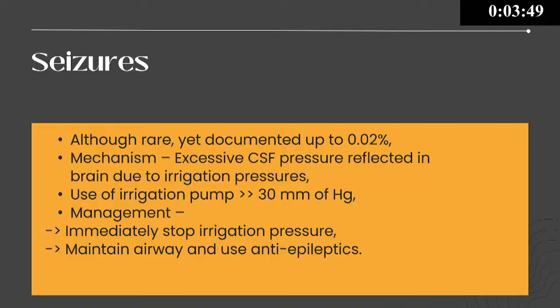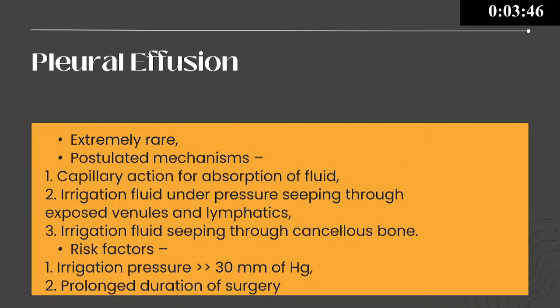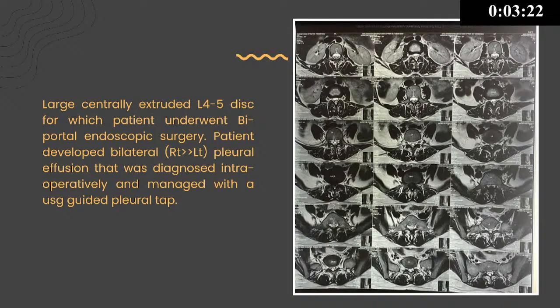Datta sir was also repeatedly telling every one of us during the workshop, do not drill the isthmus, do not drill the pars, because if you drill away the pars, you're going to create stress fractures and cause a lot of problems. Now, mechanism for seizure, we've spoken about. Pleural effusion, extremely rare. Postulated mechanisms are capillary action for absorption of fluid, irrigation fluid under pressure seeping through exposed venules and lymphatics, irrigation fluid seeping through the cancellous bone.